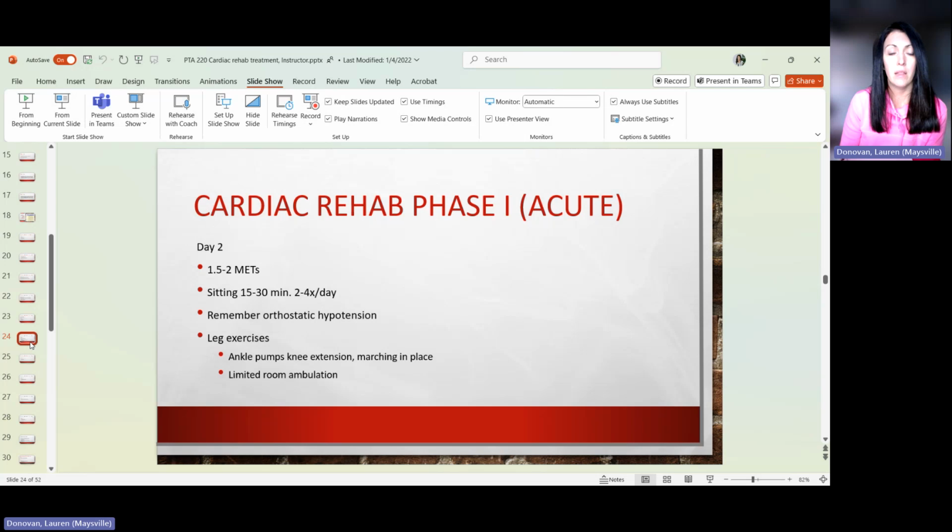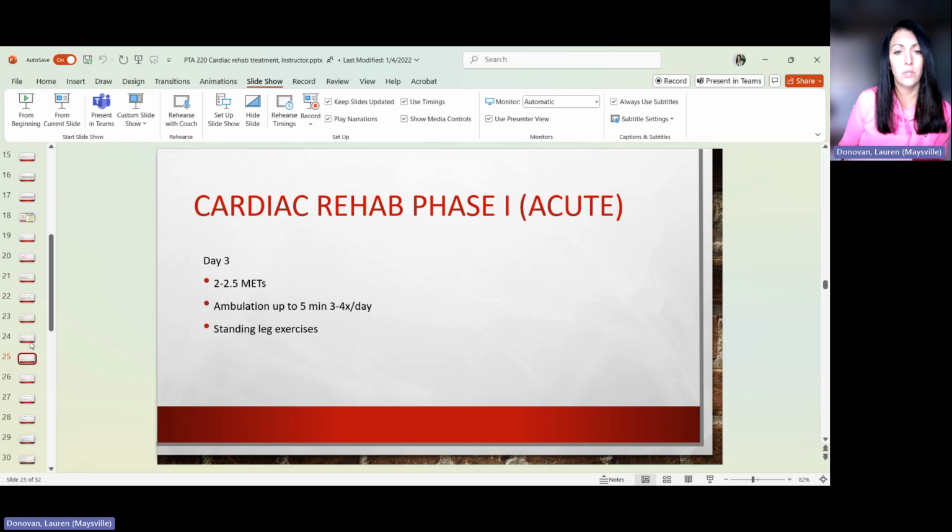You can incorporate leg exercises like long arc quads, ankle pumps, marching in place, like seated marches, and possibly limited room ambulation, depending on the patient and what they can tolerate and how their vitals are. By day 3, as you can see here, it's pretty quick, right? So by day 3, 2 to 2.5 minutes, ambulation up to 5 minutes, 3 to 4 times a day, and standing leg exercises could be initiated depending on how they're feeling.